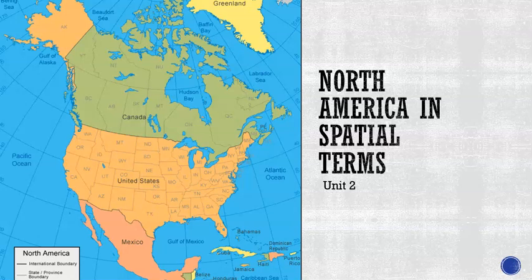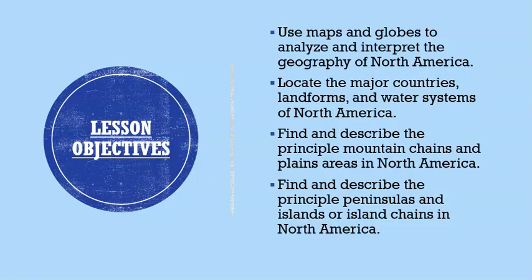Hi everyone, today we're going to be talking about North America in spatial terms. It's the second lesson in our second unit. Many of the objectives are going to be the same. You'll see a pattern throughout the following physical geography lessons in this unit. We're going to be using maps and globes to analyze and interpret the geography of North America. We'll locate the major countries, landforms, and water systems.